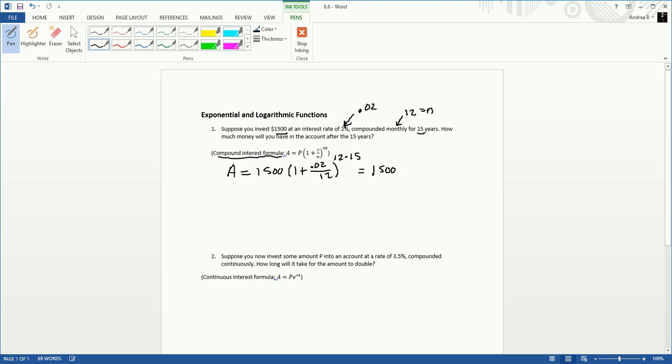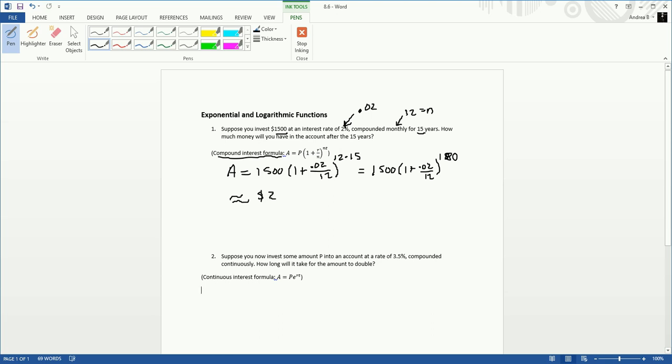part first. So we'd have that 1,500 times 1 plus that 0.02 divided by the 12. And then in the exponent, if you do the 12 times 15, you should get 180. And then go through and multiply that all together. Some of your calculators, you might still have to split up some of those order of operations yourself. Others of you may be able to do it all at once. Just depends on how your calculator is programmed once again.